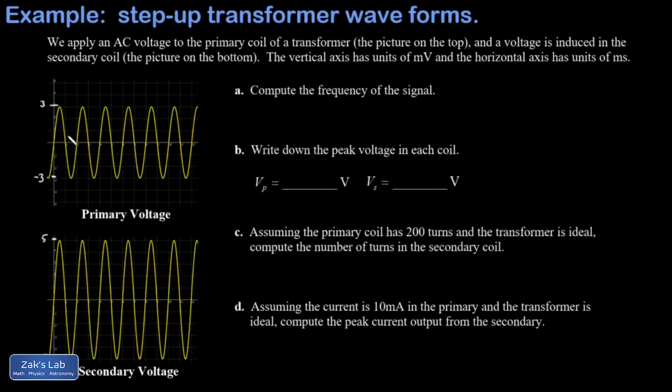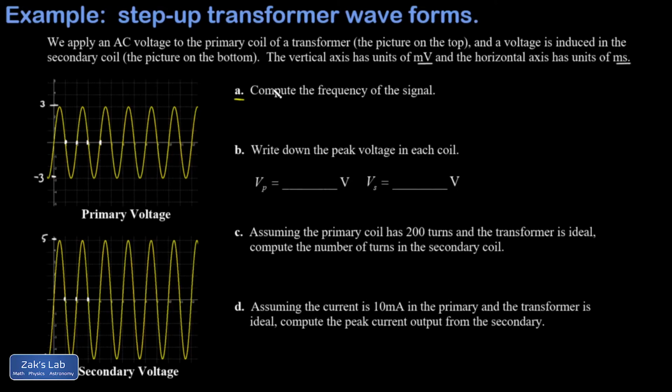Also, on my time axis, it's hard to see the grid lines, but I have a 1 right there, 2 right there, 3 right there, and so on. Same thing for my secondary voltage. We're told our vertical axis has units of millivolts, and the horizontal axis has units of milliseconds.